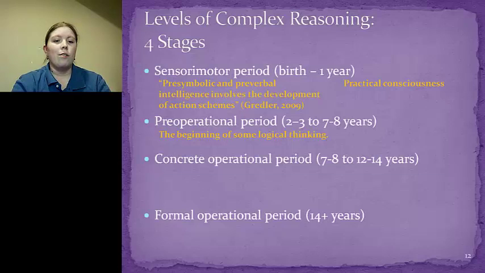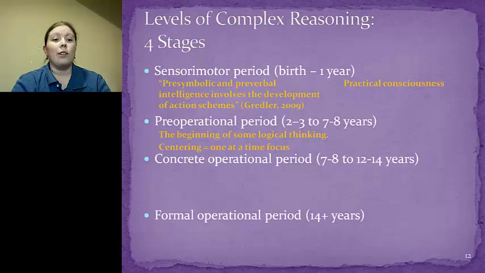They acquire some logical thinking and language skills, but they still think with perceptual cues. The concrete operational stage occurs between 7 and 14 years. Children are able to think more logically and their thinking is more organized. Their logic comes from concrete objects and their behavior includes the concept of reversibility.